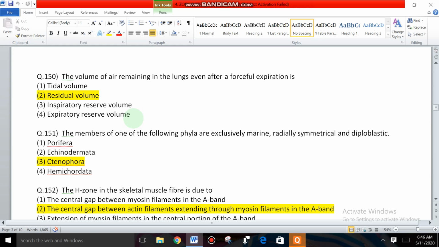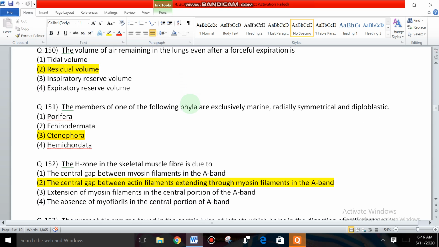The volume of air remaining in the lungs even after a forcible expiration. After forcible expiration, the minimum volume of air remaining in the lungs is called residual volume, RV.